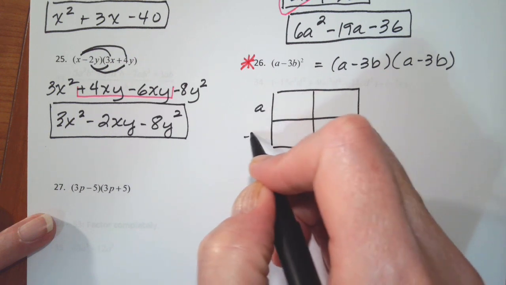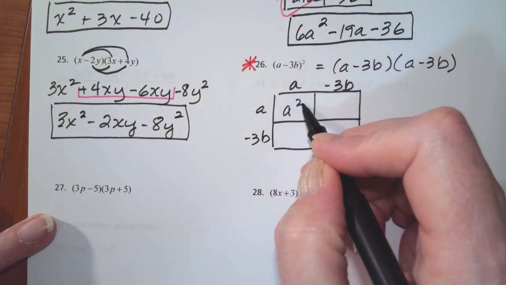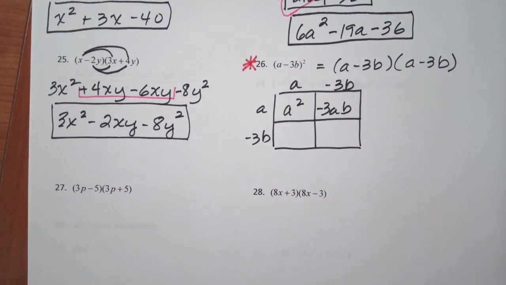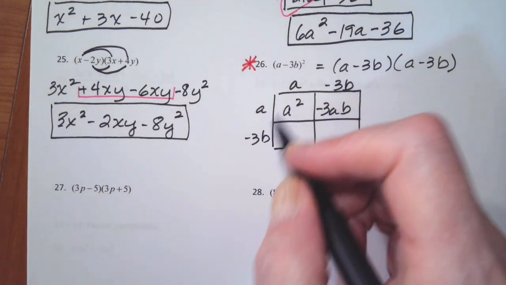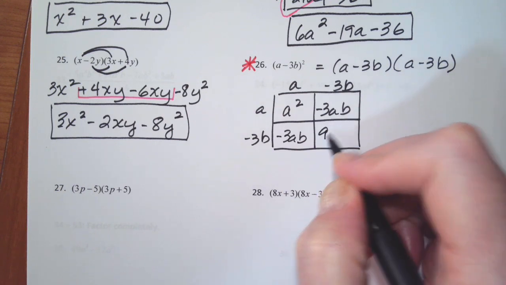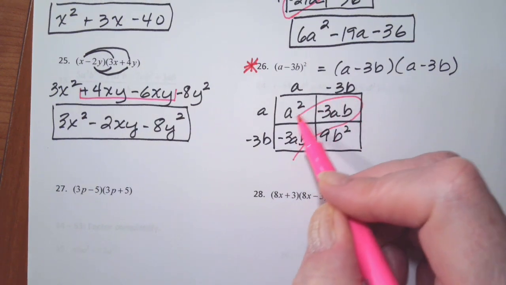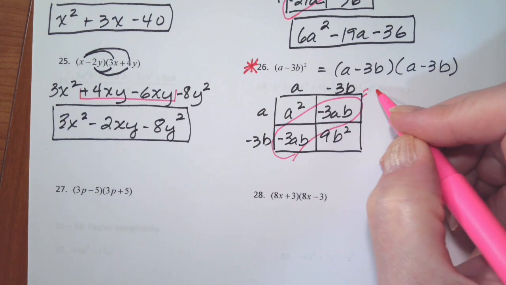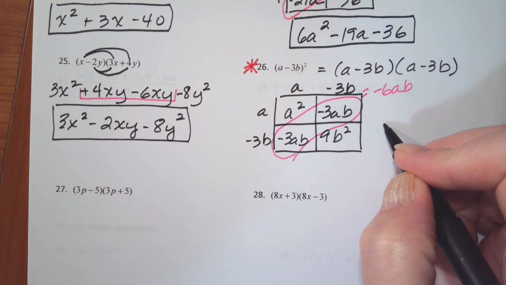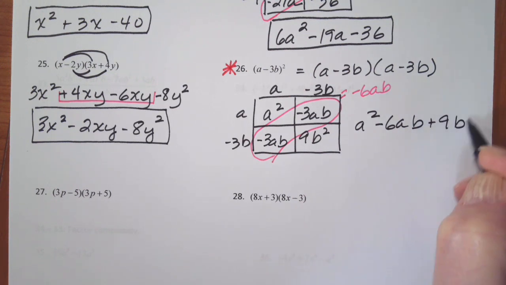But I have a minus 3b, a minus 3b. A times a is a squared. A times negative 3b is negative 3ab. Now I always put my variables in alphabetical order because it's easier to spot like terms. A times negative 3b is negative 3ab. Negative 3 times negative 3 is 9, b to the second. These terms are identical, but when I add them together, I get negative 6ab. So my final answer is a squared minus 6ab plus 9b squared.